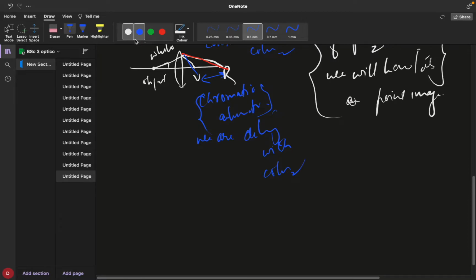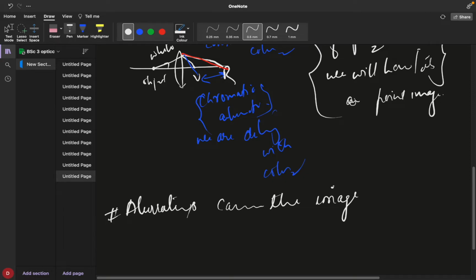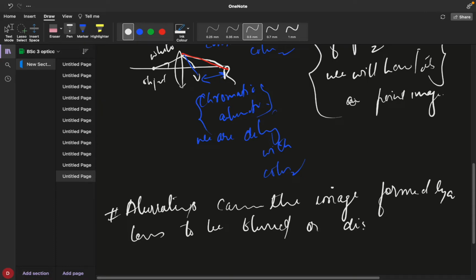So in general we can say aberration causes the image formed by a lens to be blurred or distorted.